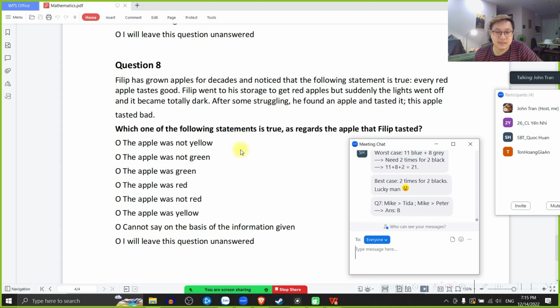Philip has grown apples for decades. And notice the following statement of truth.